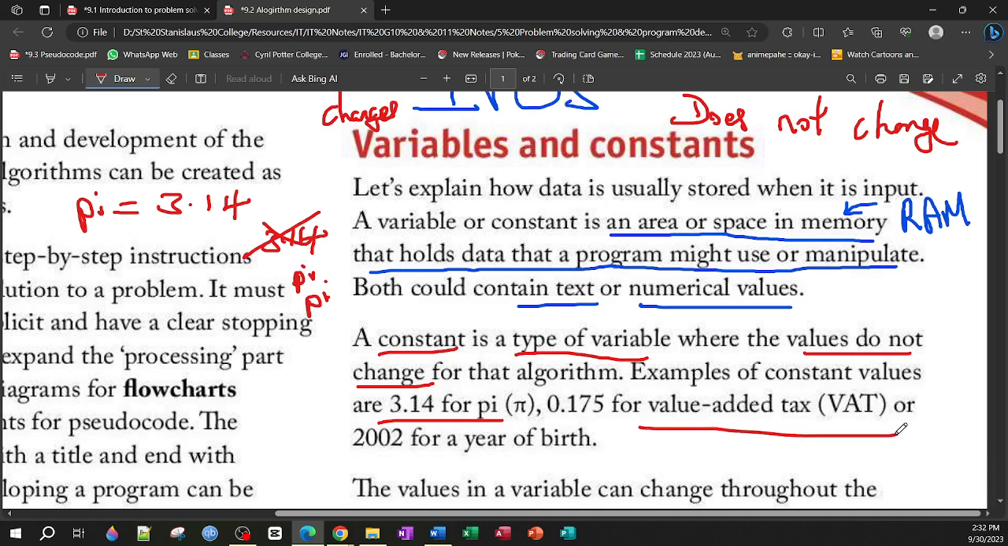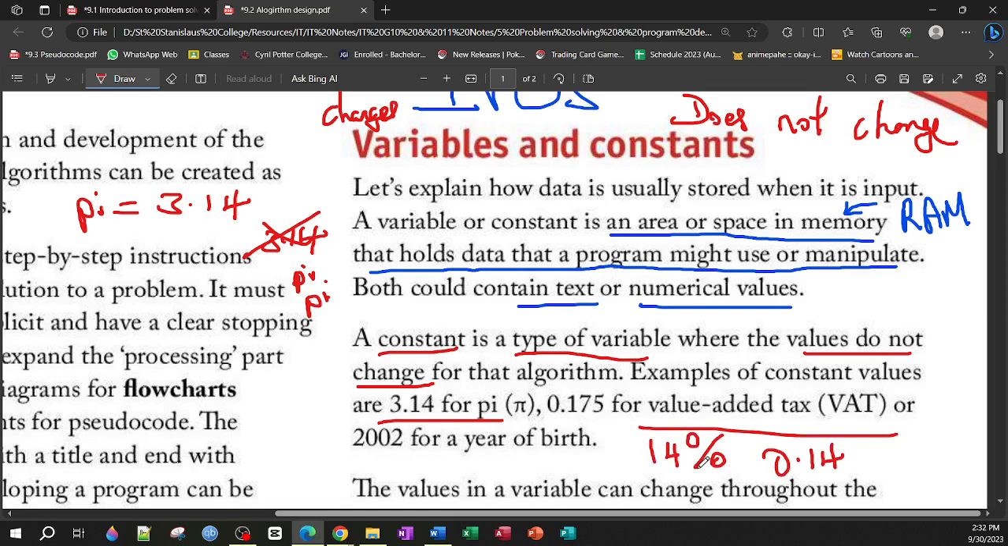Value added tax, VAT. That doesn't change. It might change depending on the government or whatever the case may be, but it generally does not change. So it might be a standard value. For us, a standard 14% all the time, or 0.14.